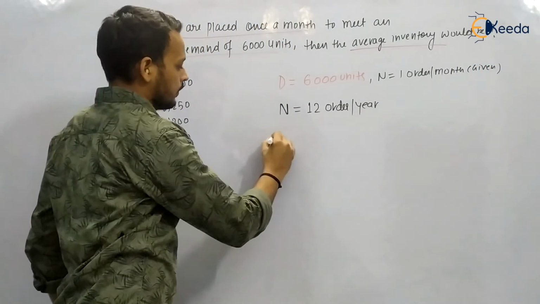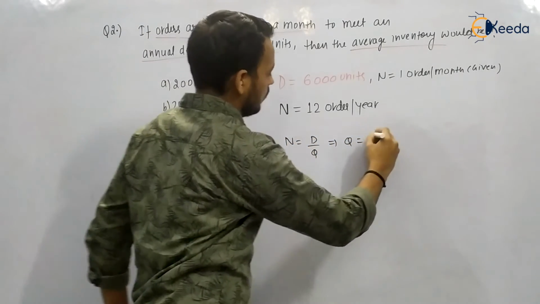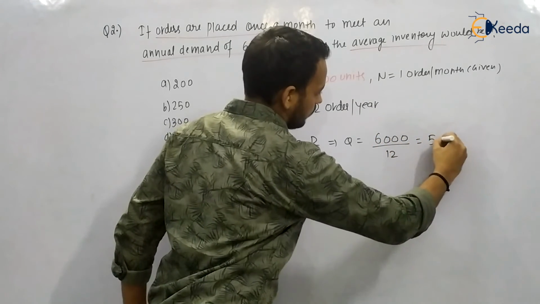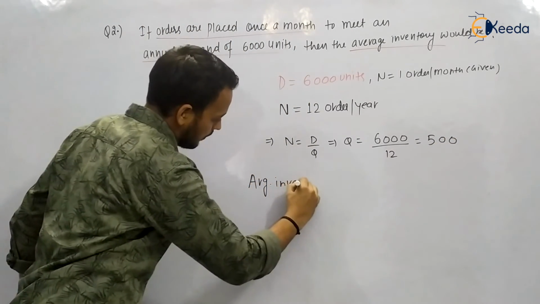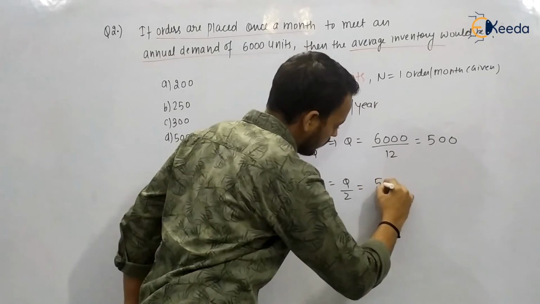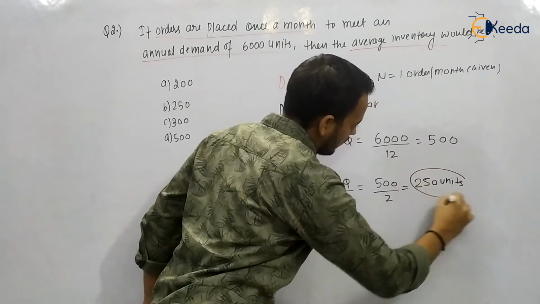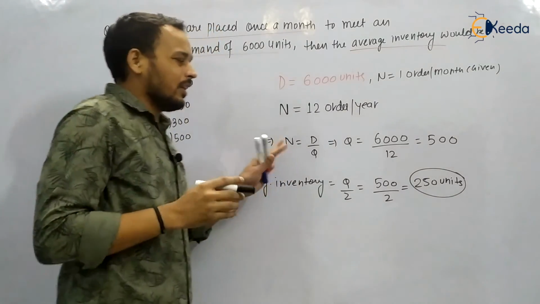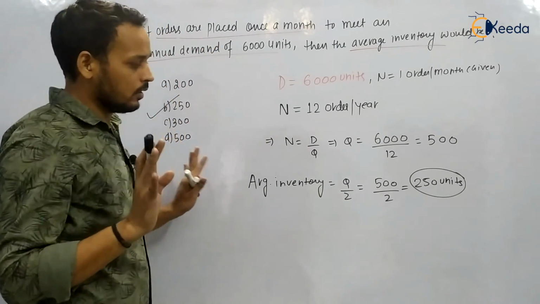You know the formula, N equals D by Q. So you have to find Q. Q equals 6,000 by N, so it is going to be 500. So average inventory is equal to Q by 2, which is 500 by 2. So how many units? 250 units. The average inventory is going to be 250 units. So the answer is B. Very simple question, a tricky type of question, but you may solve it. You must know it.